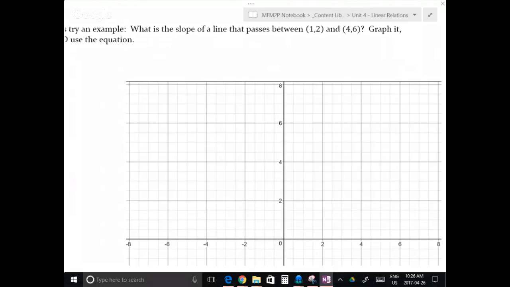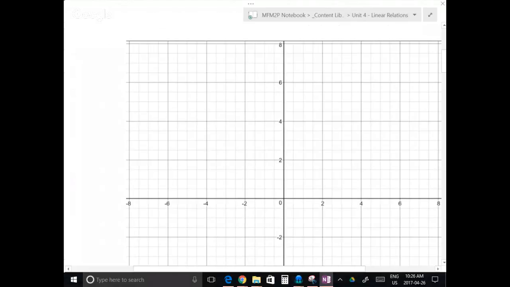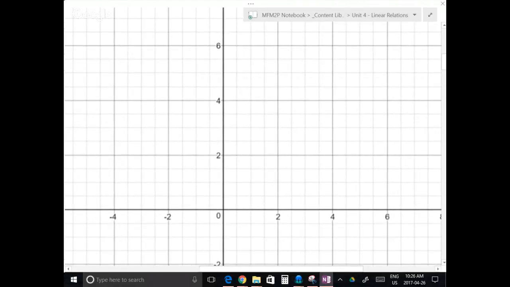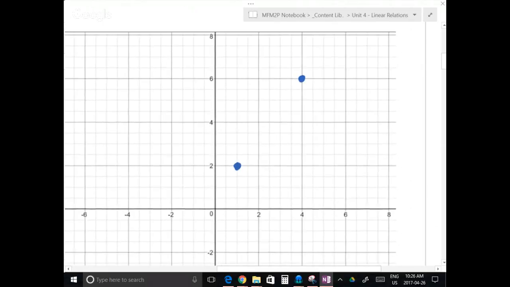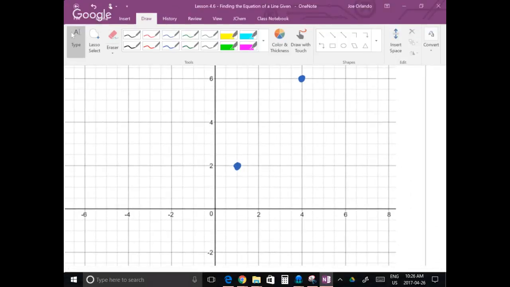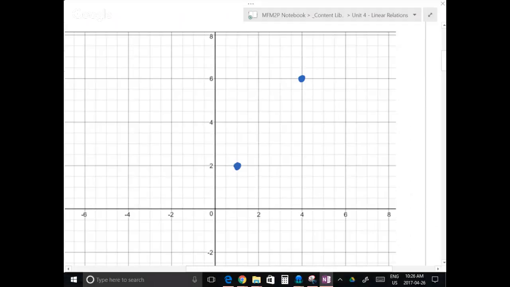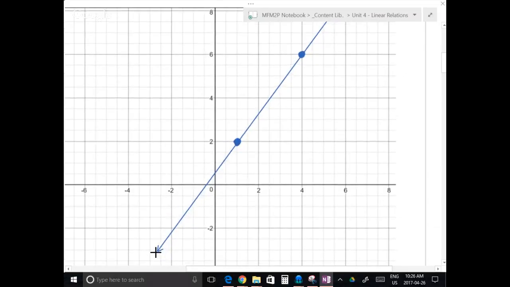Okay, so let's take a look. If we go together, my first point had what coordinates again? (1, 2). So we'd go to 1 on the x-axis, 2 on the y. There's a point. Does that look like the point everyone has? And then (4, 6) would be 4 on the x, 6 on the y, and they intersect right here. Does that look like everyone's? Okay, great. And then we could connect them with a nice straight line like that.